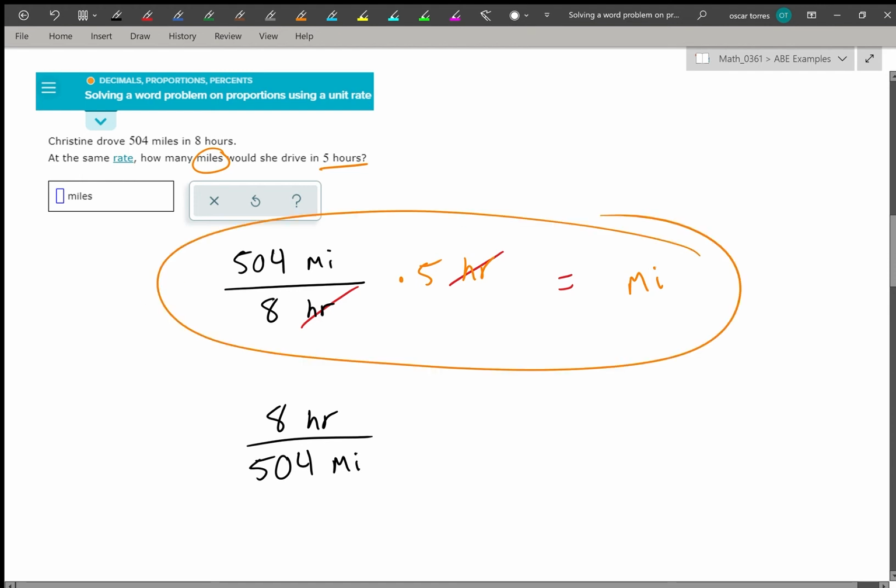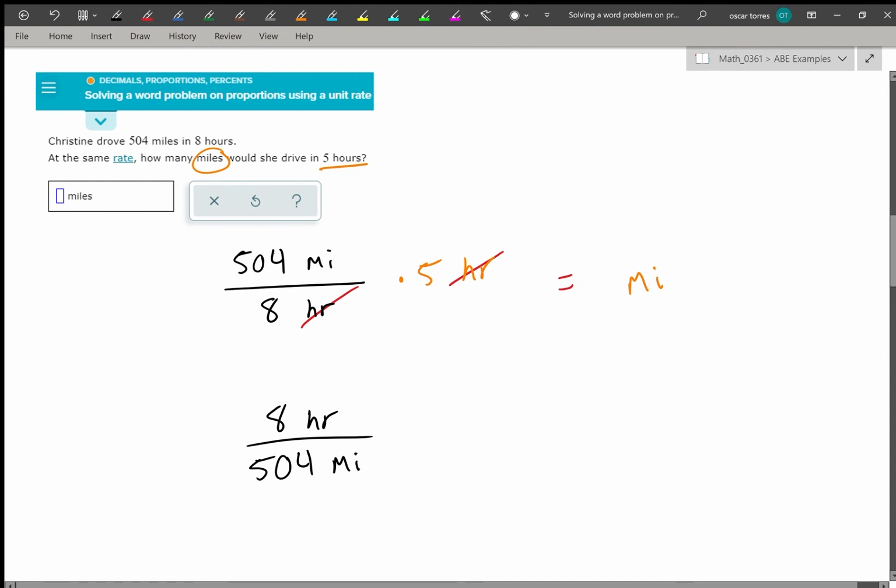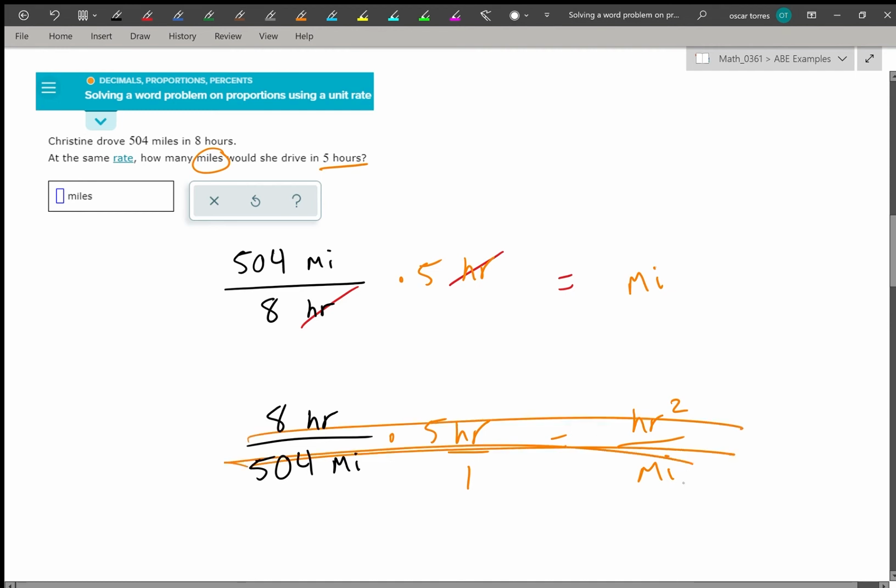So we're going to stick with this first ratio that I wrote down, which is this entire expression. If I would have done it at the bottom, the hours would not cross out, because technically these hours are in the numerators, and it would leave me with hours squared over miles, which makes no sense, at least not for this problem. So we just ignore it.